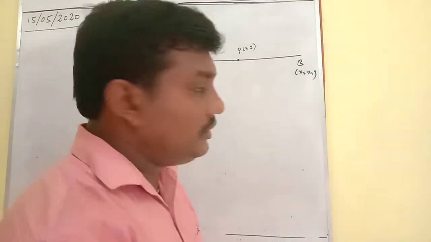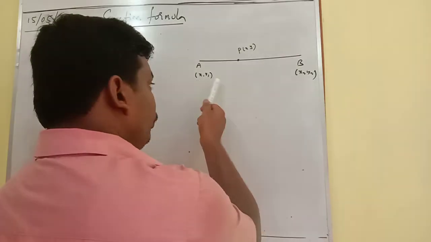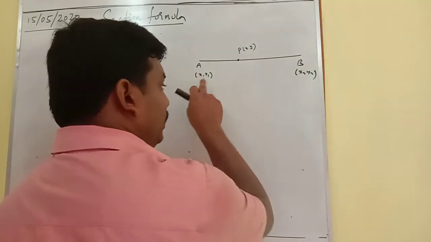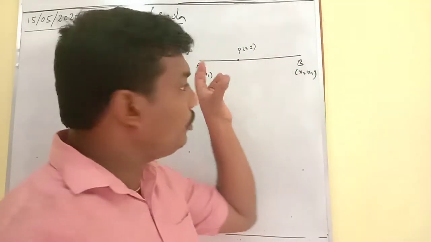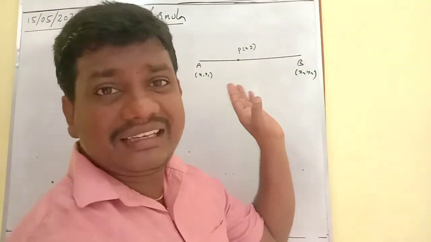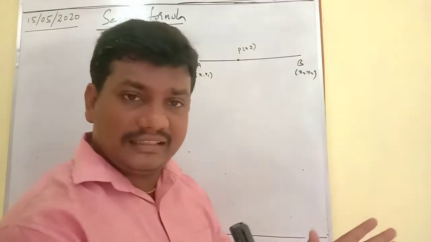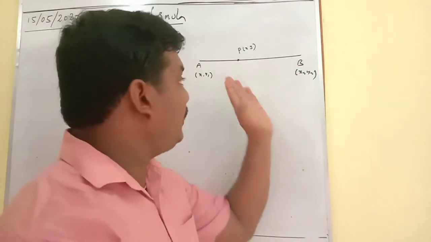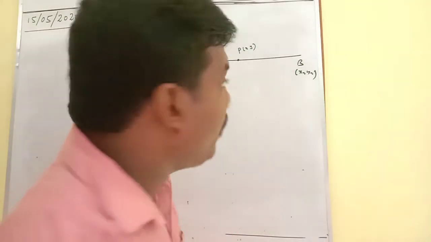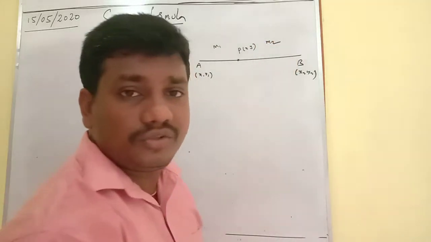That point P (x, y) is an unknown point. These are known points: (x1, y1) and (x2, y2) are known points. That's the reason why we have taken suffixes 1 and 2. That means first known point and second known point. This is the unknown point, that's why we have taken it as (x, y). So the unknown point will section the given line segment joining points A (x1, y1) and B (x2, y2) in the ratio m1 is to m2.